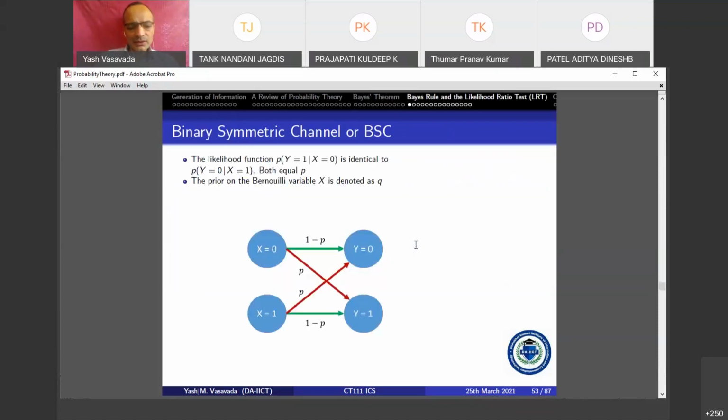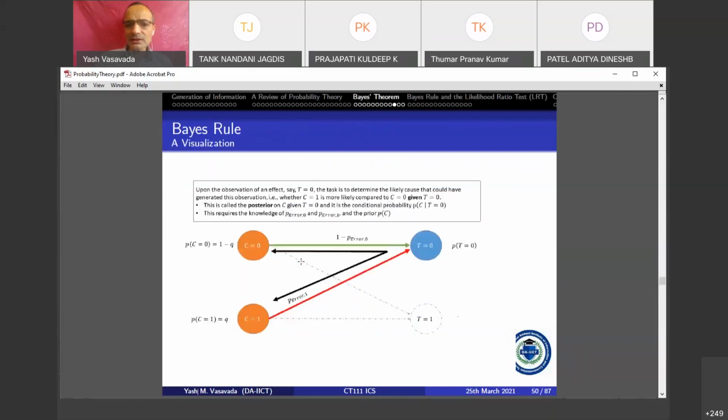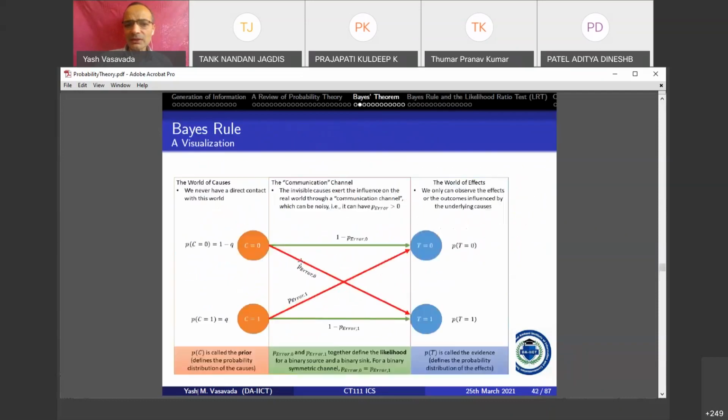So let us then formalize our discussion and cast it in the language of communication systems. We are going to consider the exact same diagram that we had before, except we are going to introduce symmetry. So what do I mean by symmetry? You will see that in this general diagram, I allowed these marginals to be defined by two different values, p error 0 and p error 1. So these are two different values.